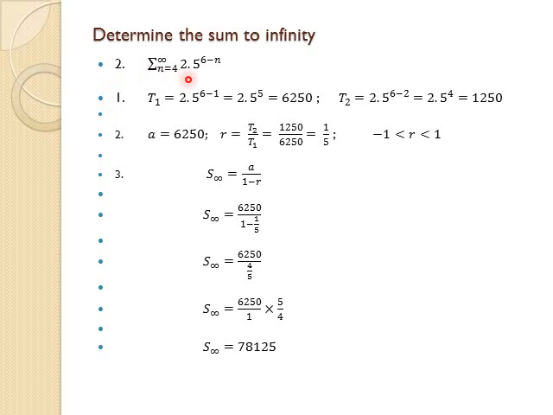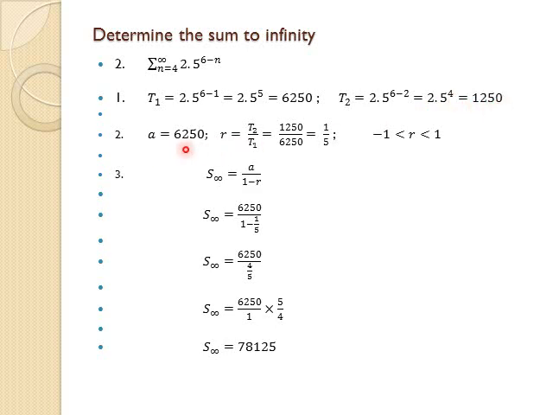Right, if we look at the second problem, n equals 4 to infinity, 2 times 5 to the power 6 minus n. Again, first three terms. Because it's geometric, I only need two terms. So term 1, 2 times 5 to the power 6, with 1 in the place of n, gives me 2 times 5 to the power 5, equals 6250. In term 2, in the place of n I place 2, 5 to the power 6 minus 2 equals 2 times 5 to the power 4, which equals 1250.